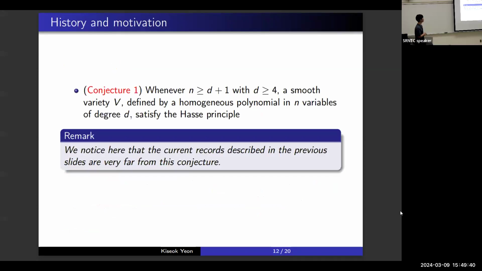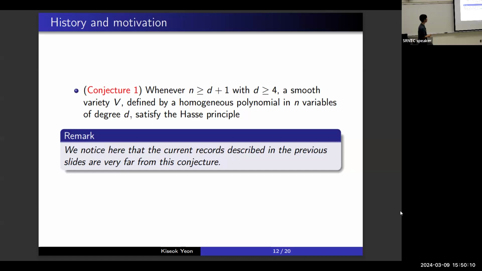Okay, conjecture about the Hasse principle. Whenever n is greater or equal to d plus 1, where d is greater or equal to 4, a smooth variety V defined by a homogeneous polynomial in n variables of degree d satisfies the Hasse principle. This conjecture will be true if the Colliot-Thélène conjecture is true, but we will not talk about this conjecture anymore in this talk.